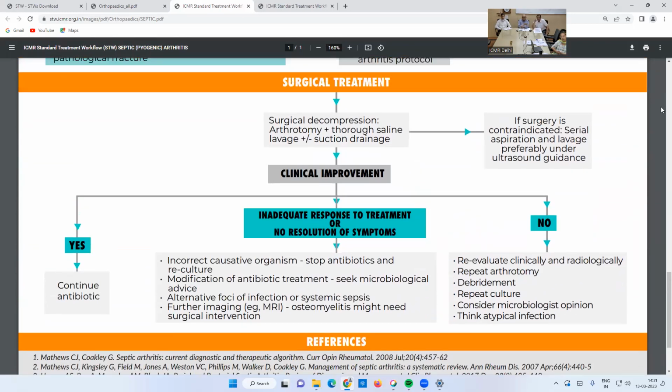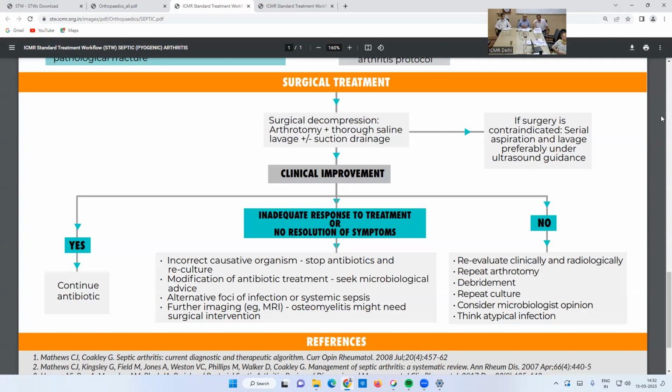The surgical treatment, I said, is done in each and every case. It should comprise surgical decompression, that is the arthrotomy, and we have to do a thorough saline lavage. Some clinicians put suction drainage and some may not. And if surgery is contraindicated for any reason, the patient is not fit for anesthesia or OT is not available at that time, or some other reasons, then we can also do serial aspiration and lavage under fluoroscopic guidance or ultrasonic guidance.